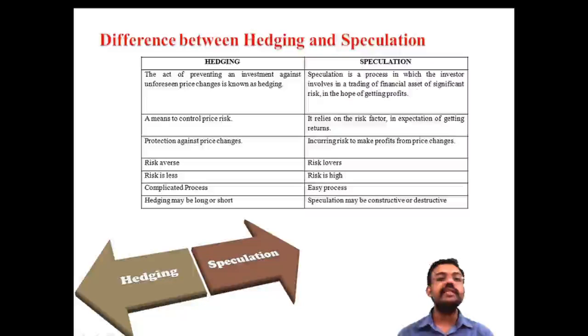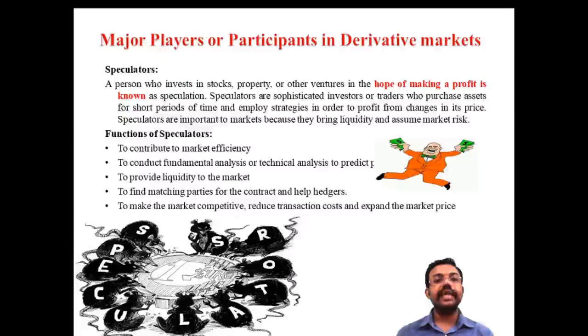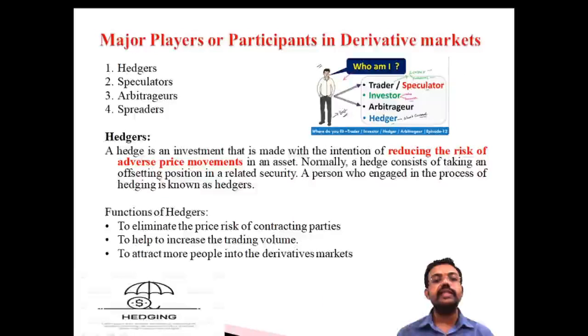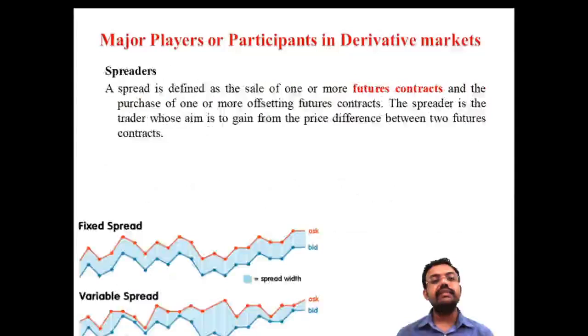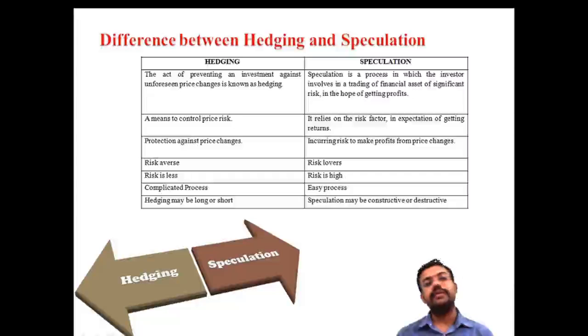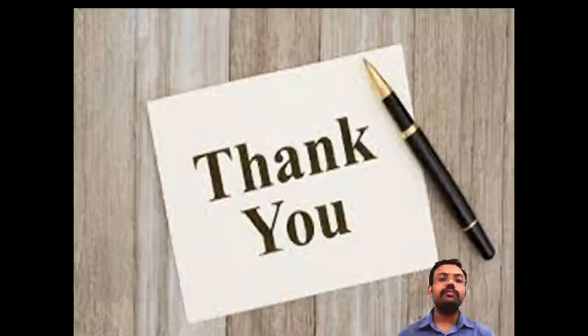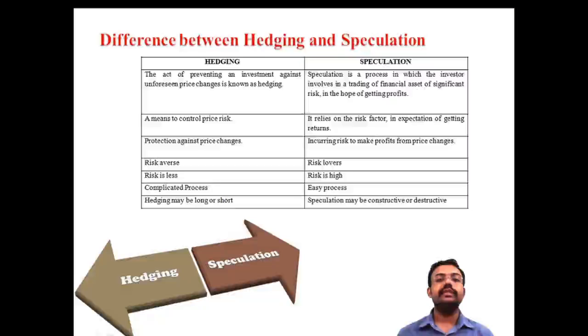And finally, discussing the difference between hedging and speculation. Hedging is always reducing the risk in your transaction. Speculation is for making profit. We're discussing the basic difference between hedging and speculation. The first important difference is that hedging is always reducing the risk. So listen, hedging is an act of protecting investment against unforeseen price changes. That means reducing the risk.